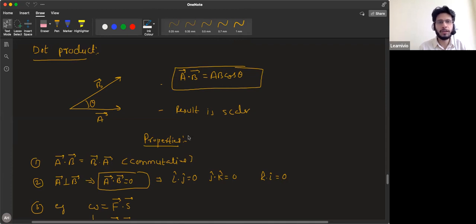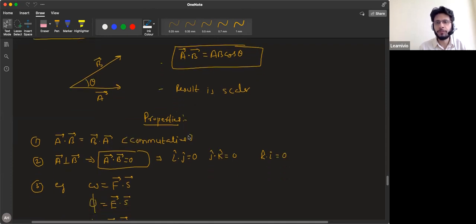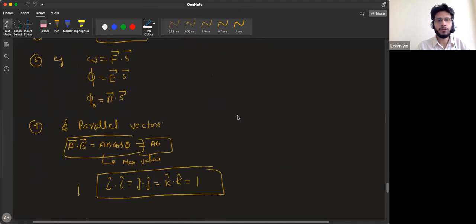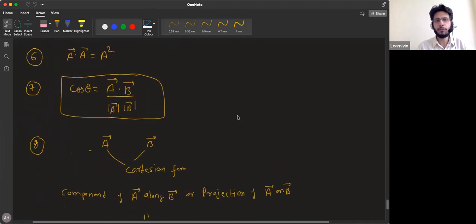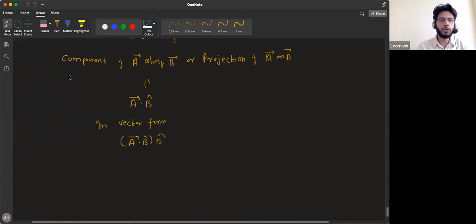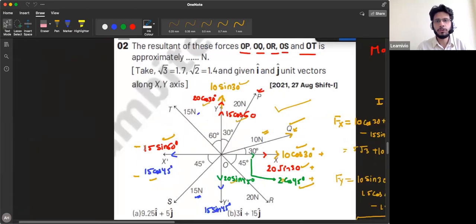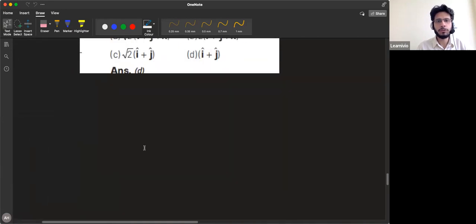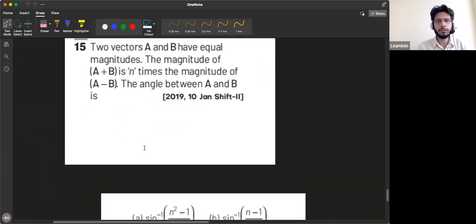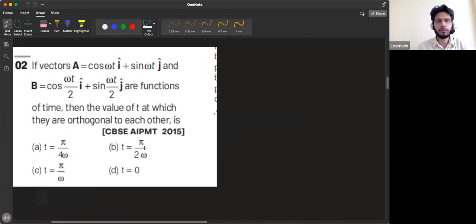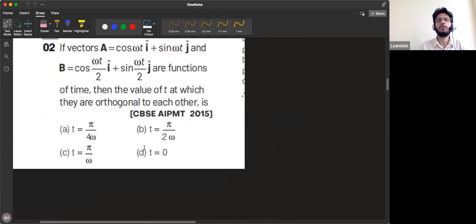Okay, so we will start with the dot product. In the dot product, we have already discussed these properties. Let's move on to the questions directly. We didn't attempt any question of dot product. So this was from resolution. This we did, and yeah, this is again a question from the dot product.